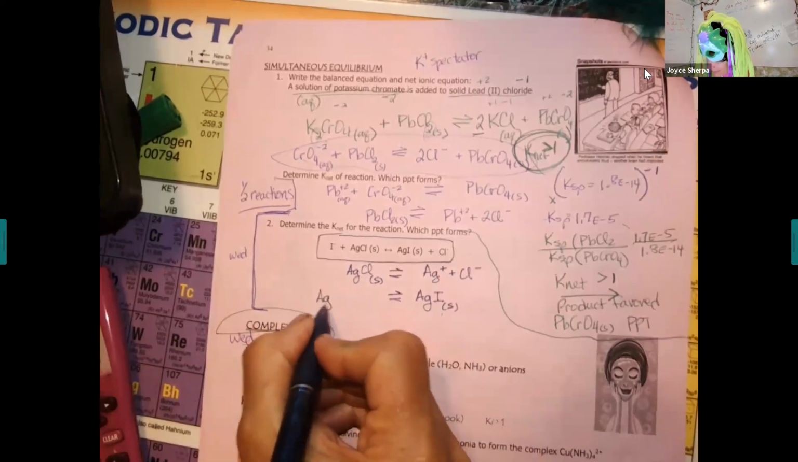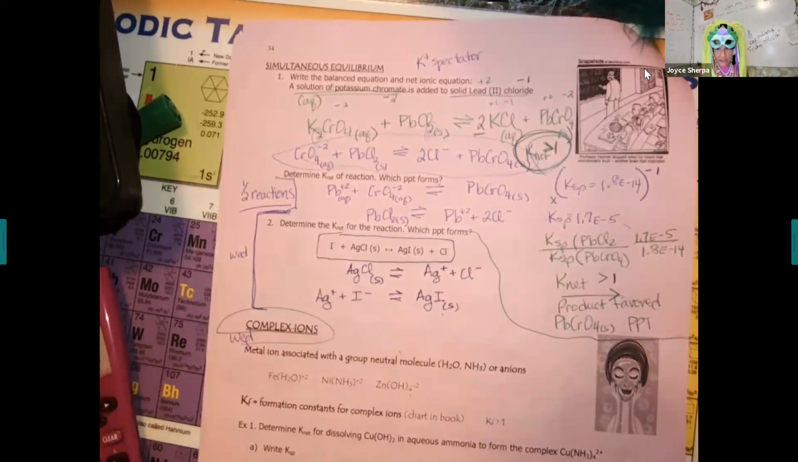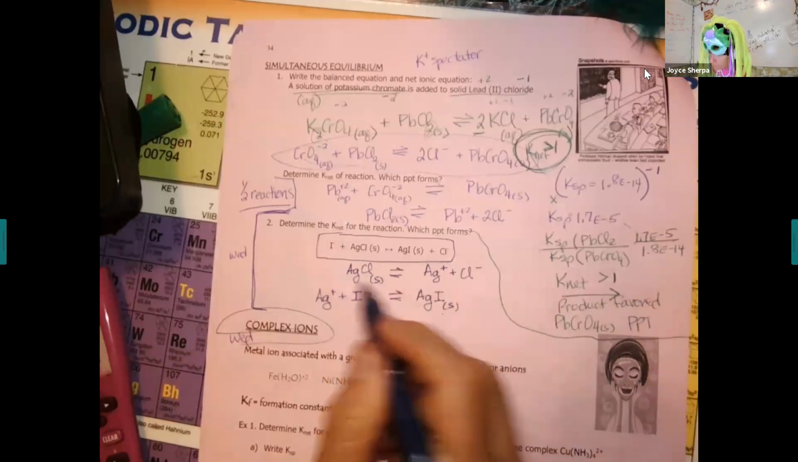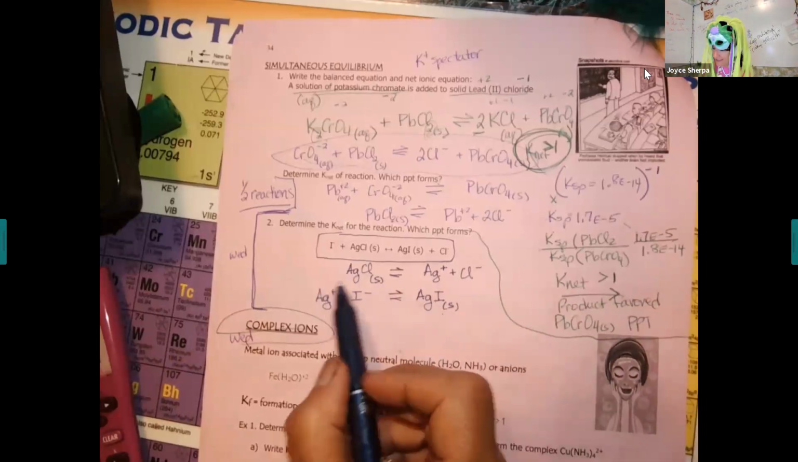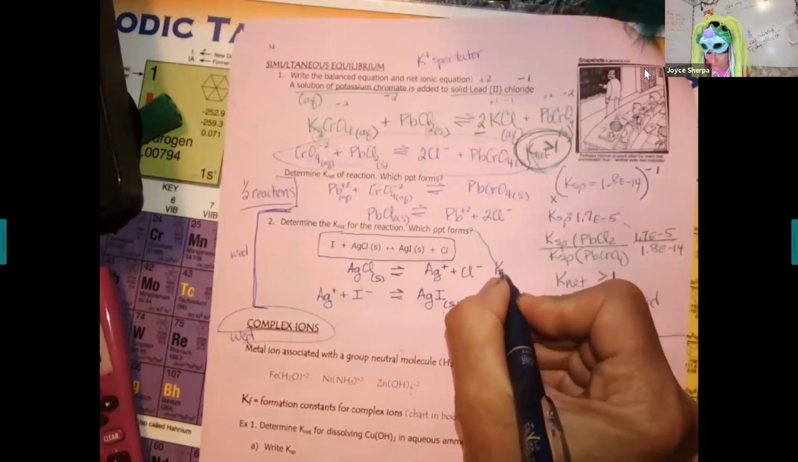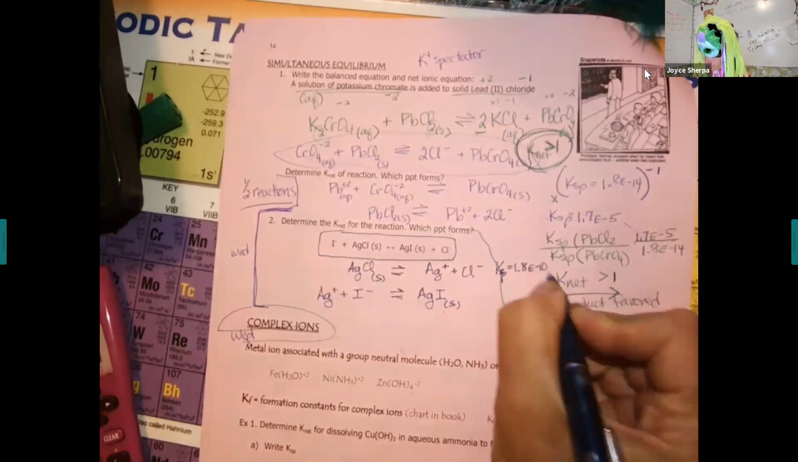All right, this one, the solid's on that side. So we'll write silver ion plus iodide ion. And then we go to the chart. Those charts are really handy. Make sure if you don't print, at least have them handy on your computer. So the first one is the KSP because it's solid to ions. So we look up the KSP, which is 1.8 e to negative 10.